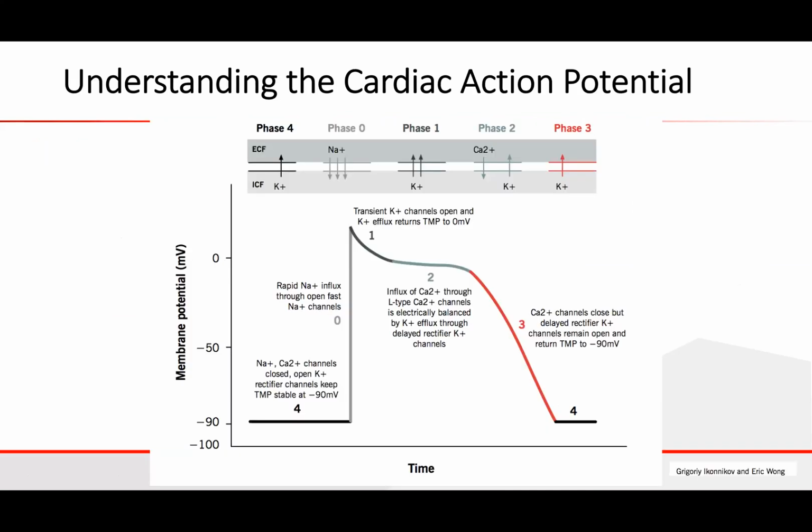Okay, starting with the typical action potential of most of the working or normal cardiomyocytes. It has 5 phases, beginning from 0 to 4.